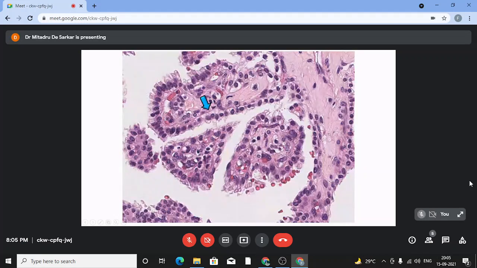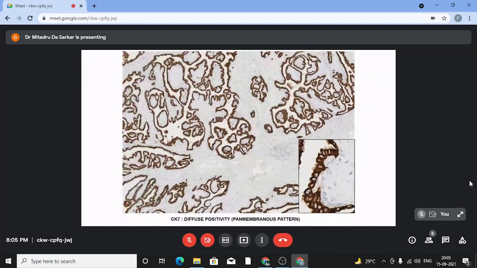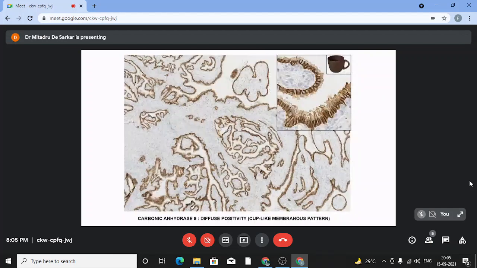Okay, so in this particular case, you will definitely have to use IHC, and you will have to consider a basic panel comprising CK7, carbonic anhydrase 9, CD10, as well as racemase. What CK7 shows is a diffuse positivity in a pan-membranous pattern throughout all the cells. So that would be something that would be seen in the case of papillary RCC as well.